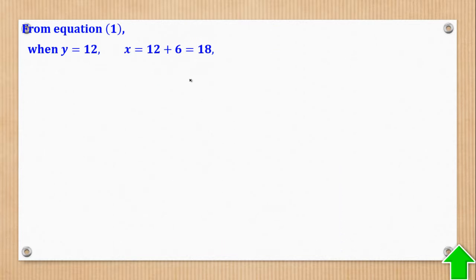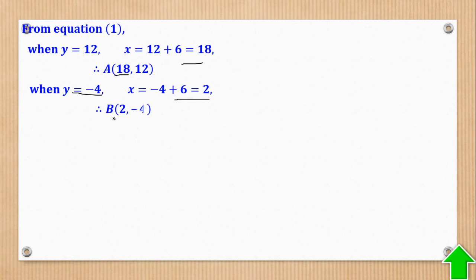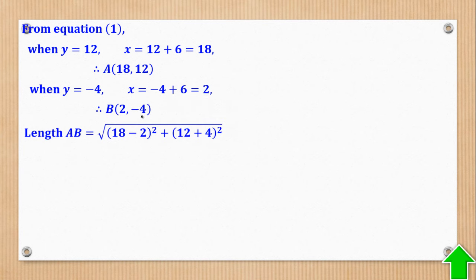So when y is 12, x is 18, meaning you have point A, which is that. When y is negative 4, x is 2, meaning you have B, which is that. Now the distance between A, B can be got by that change in x values squared plus change in y values squared. So we'll come up with that. And that would be the answer they wanted.